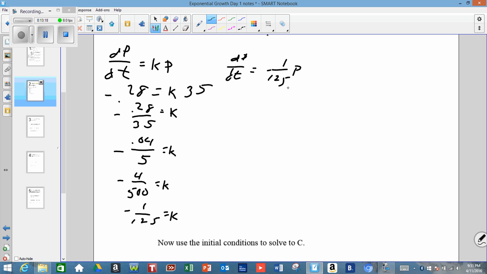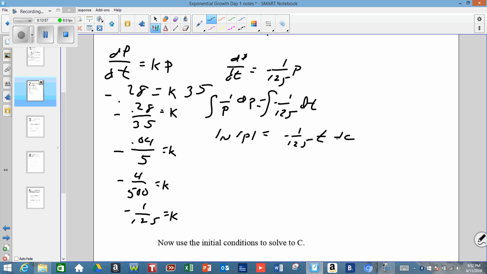We'll bring the dt to the right, and we'll divide by p on both sides, so we get 1/p dp equals negative 1/125 dt. We are now ready to integrate both sides, and we're going to get the natural log, absolute value of p, equals negative 1/125 t plus c.